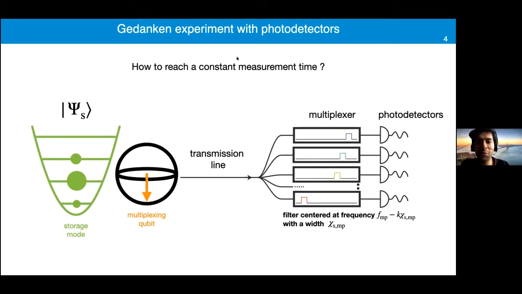Okay, is it an efficient tomography method? Suppose you want to do Wigner tomography. The standard way we know how to do it is that we displace and we measure the parity by mapping the parity into a qubit state. But is this a more efficient way to read out the state of a high-Q cavity?